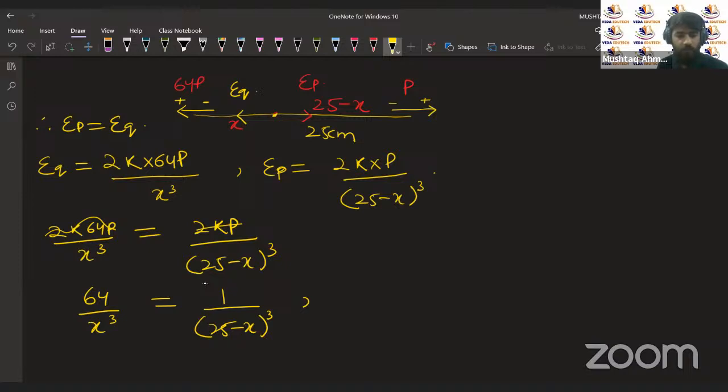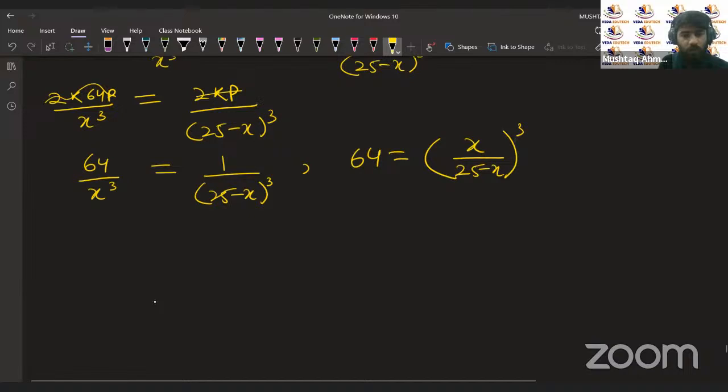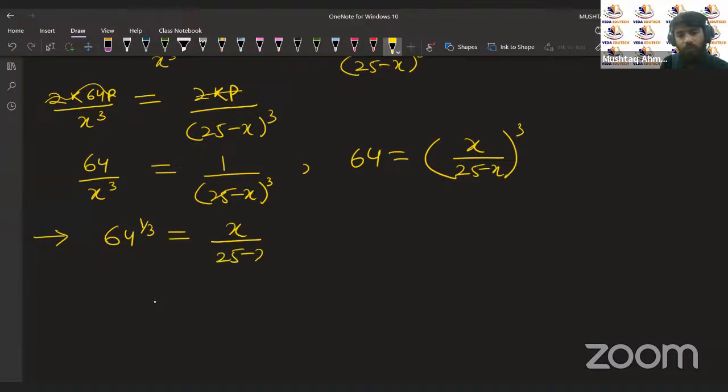So we can rewrite it as like this. 64 will be equal to x upon 25 minus x ka whole cube, right? If we calculate the cube root of 64, that will be equal to x upon 25 minus x. And the cube root of 64 is nothing, that's equal to 4, right? We know that 4 cube is 64, right? Or cube root of 64 will be 4, right? So it will be 4 here, x upon 25 minus x.